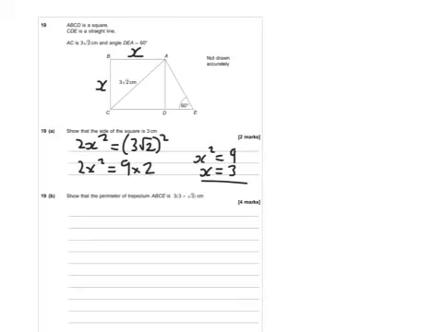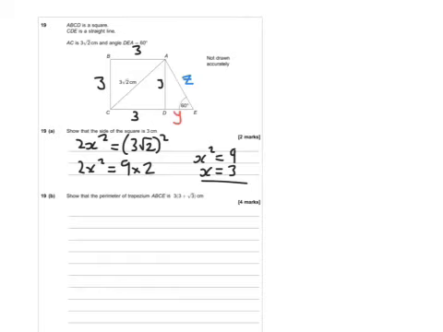Now the second bit says show that the perimeter of the trapezium is 3 brackets 3 plus root 3. Now we know that, and I will write these down. We've got 3, 3, 3. We don't know this, I'll call that y, and we don't know this, I'll call that z. Sorry, I ought to have put on that that's 3 as well. Not that it's anything to do with the perimeter, but I'm going to have to find y and z using it.